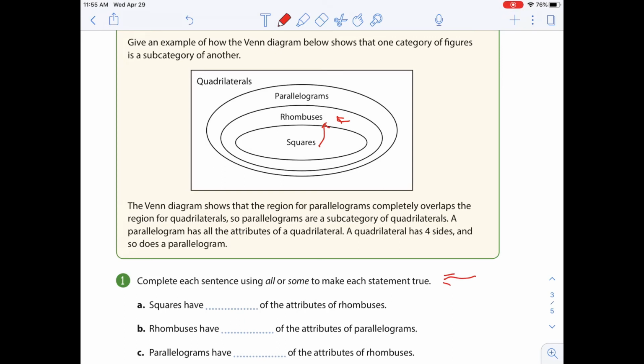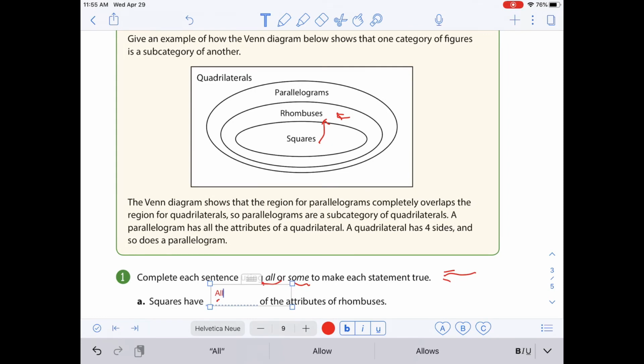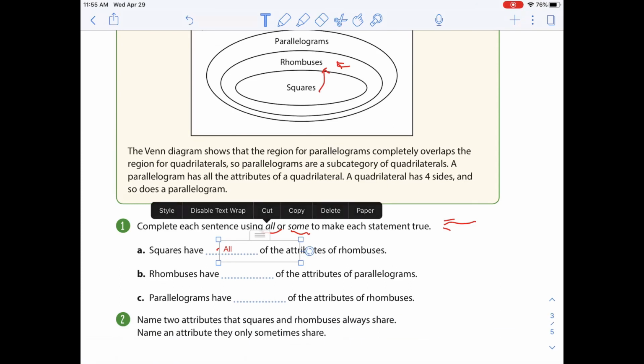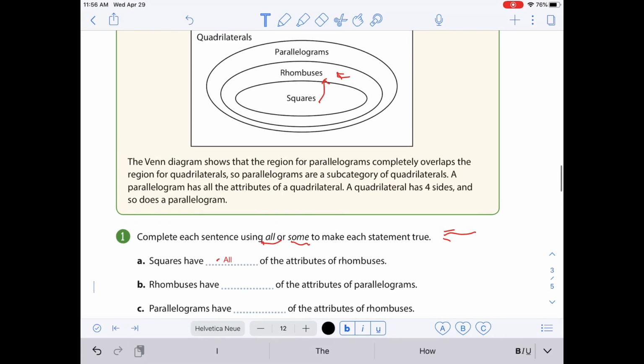So right here, number 1, let's go down here. Complete each sentence using all or some to make each statement true. Squares have blank attributes of rhombuses. Because that square is completely within the rhombus Venn diagram or oval, we know that it is going to share all of the attributes of a rhombus. Okay. Rhombuses have blank attributes of parallelograms. Well, rhombuses are well within the parallelogram, so they too have all the attributes of parallelograms.